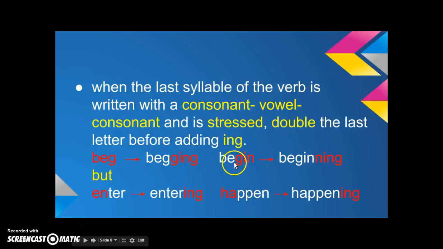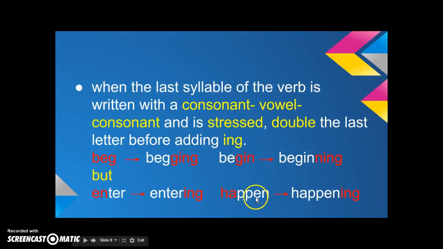And that's how we know that the last syllable is the stressed one, the syllable that we can extend. Again, begin. The last consonant is N, so we double the N and add ing. If we look at the verb enter, it's a different story. In enter, we cannot stress the last syllable, but we can stress the first syllable, which means the first syllable is the stressed one. That's why we do not double the R, but we just add ing.